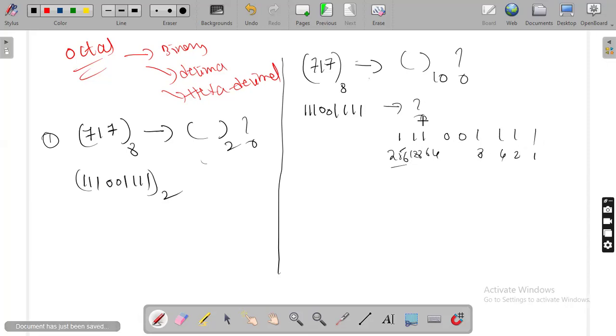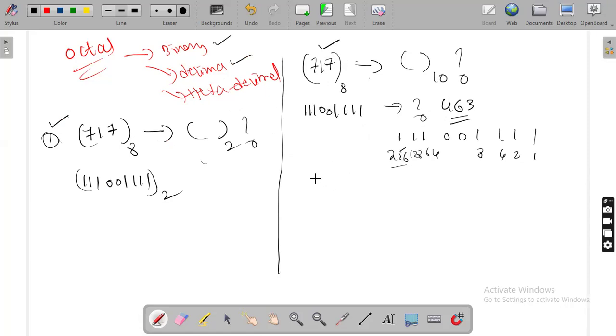What is the answer? The answer is 256 plus 128 plus 64 plus 8 plus 4 plus 2 plus 1. What is the answer? 463. The answer is 463. Getting my point? Next, this one is octal to binary, octal to decimal. So octal to binary is done, octal to decimal is done.